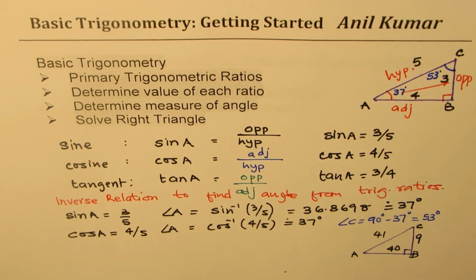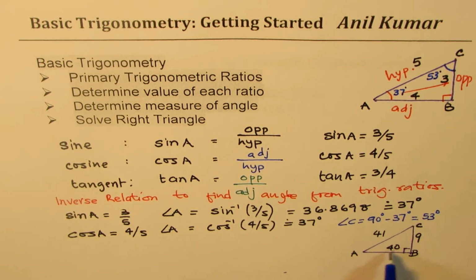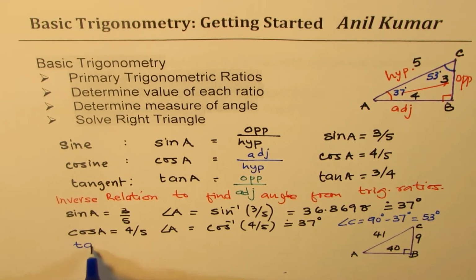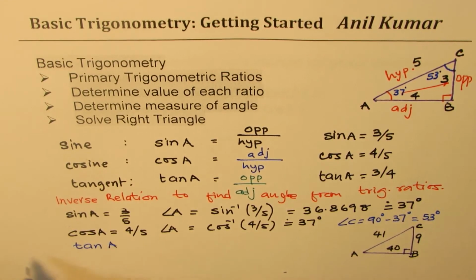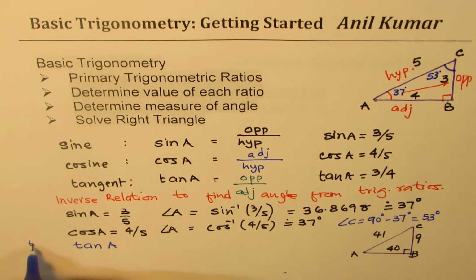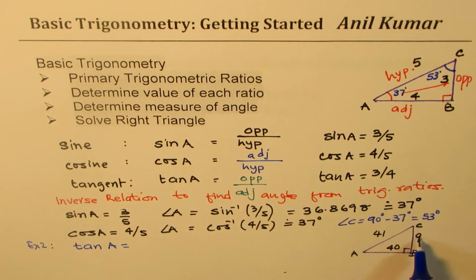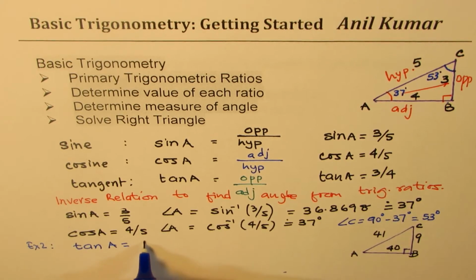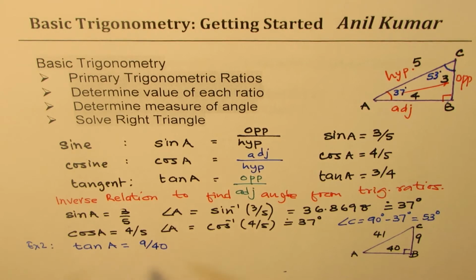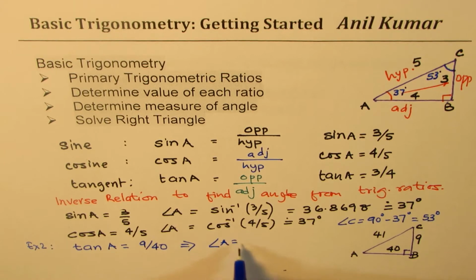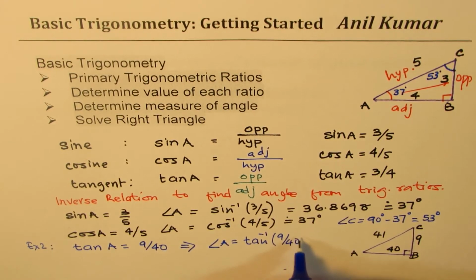It is up to you. You could use any of these 3 trigonometric ratios to find your answer. Correct? So let's use tan this time. So we have tan of angle A. We are doing example 2. Tan of angle A is opposite over adjacent, which is 9 over 40, correct? That means angle A should be equal to tan inverse of 9 over 40, correct?